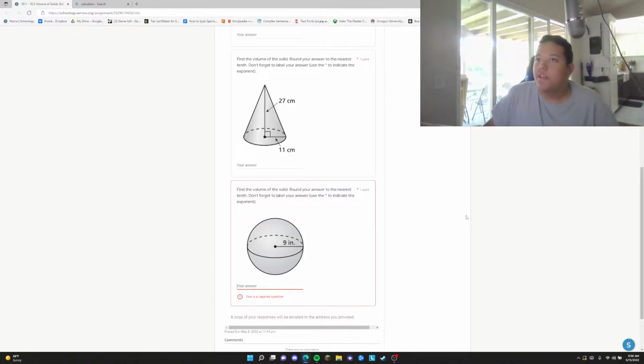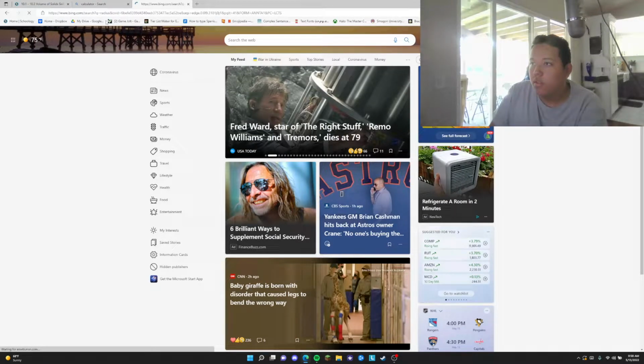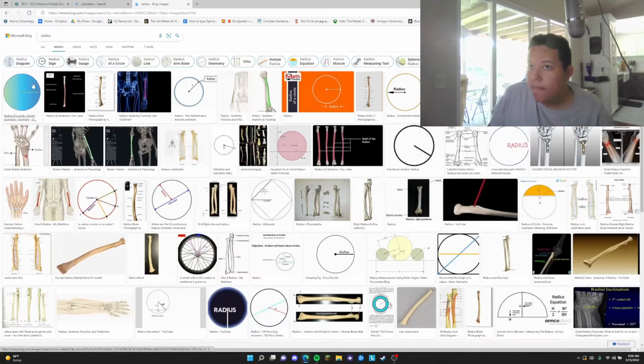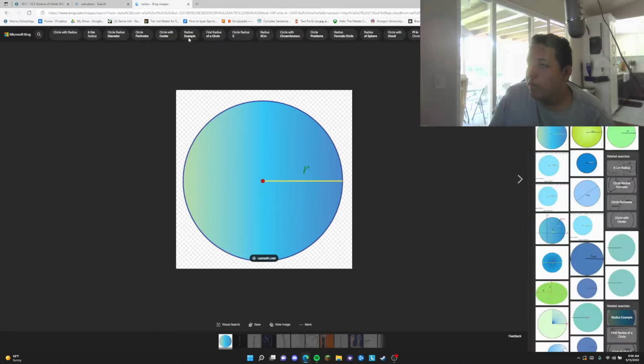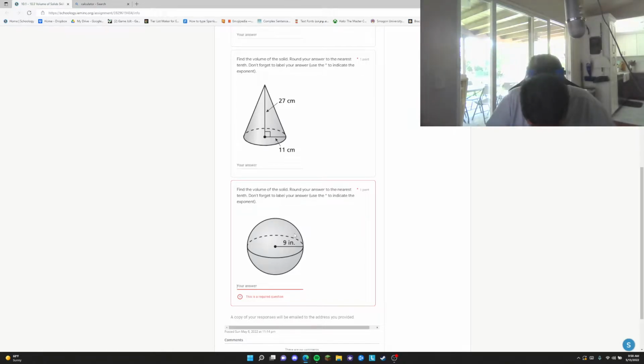Wait a minute, I think I might be getting the radius idea wrong. What the heck is a radius? Sorry for all the noise. Radius. Let's check it out. Oh, okay. Oh, boy. What is the square root of 9? I mean, the cube root of 9. Oh, shoot. I don't know.